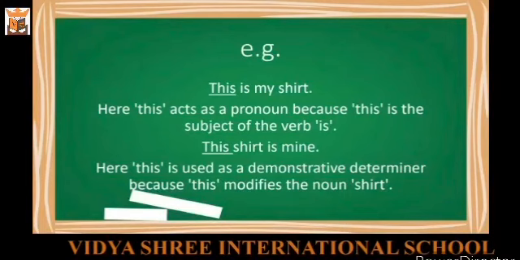But if I say, this shirt is mine, here, this is used as a demonstrative determiner. How? Yes, because here this modifies the noun shirt and it is followed by the same noun shirt. So here it is used as a demonstrative determiner. Am I clear? Very good.